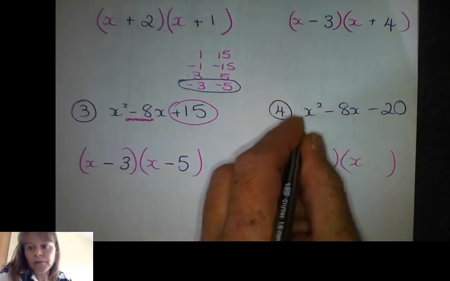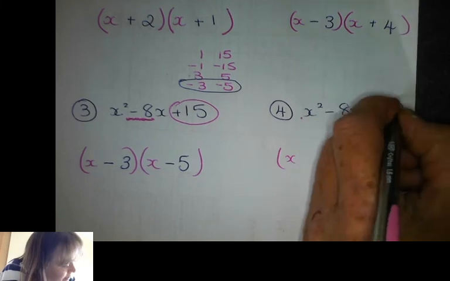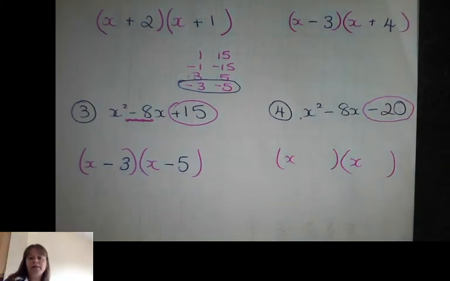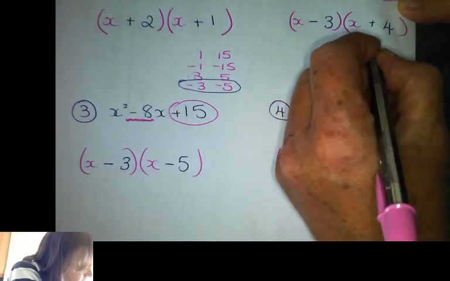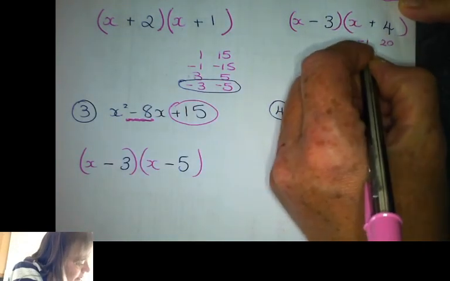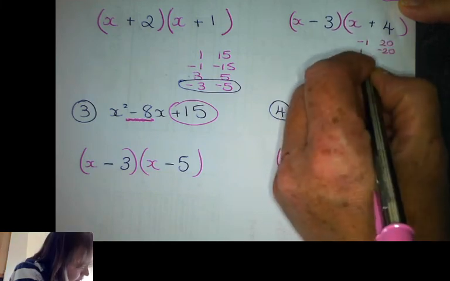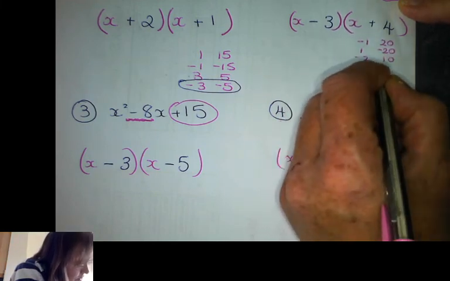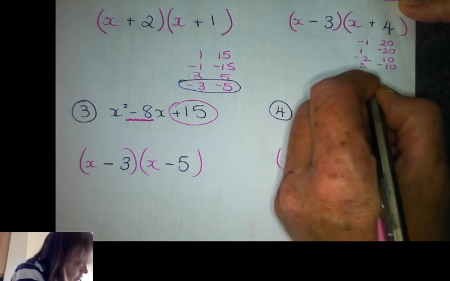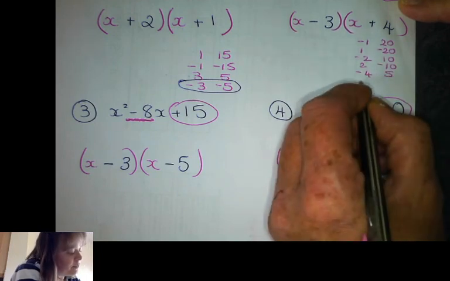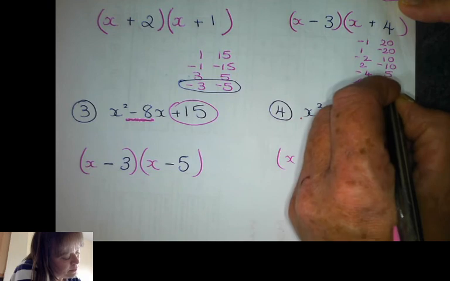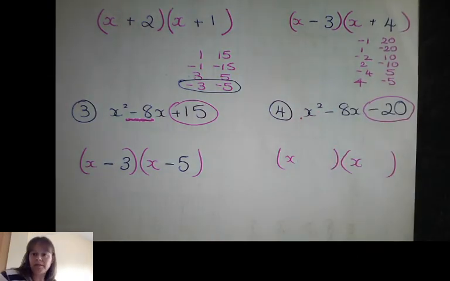X, because it's x squared, 2 sets of brackets. Next up, list off everything I can think of that multiplies to give me minus 20. That's quite a lot, so let's go. Minus 1 and 20, and 1 and minus 20, minus 2 and 10, 2 and minus 10, minus 4 and 5, 4 and minus 5. So I think that is my list of everything I can think of.